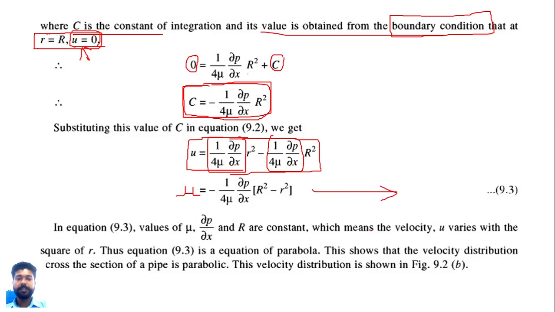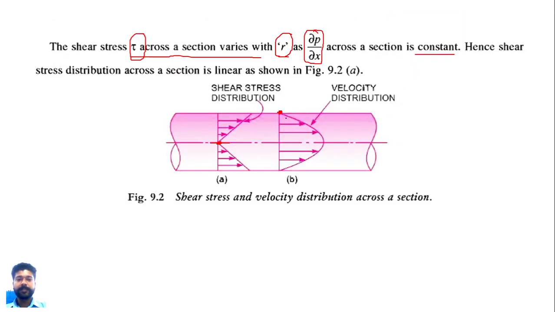So this one is our new equation number 3, where mu, del p upon del x, and R are constants, so we can see that the velocity u varies with the square of r. Velocity u varies with the square of r. This equation is known as the parabola, or the parabolic equation. You can see in this diagram that velocity u varies with the square of r. So it is somewhat like a parabola, so it is called the parabolic equation.